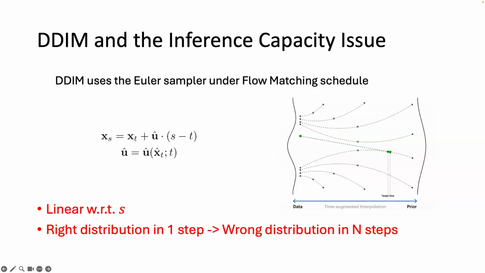And if you're able to train a model such that it generates the right distribution in one step, so it maps from the prior distribution to right samples in one step, then this interpolation will surely go wrong somewhere when you're trying to do n-step sampling. So this is a bit of an issue.